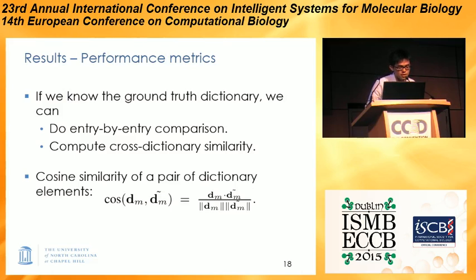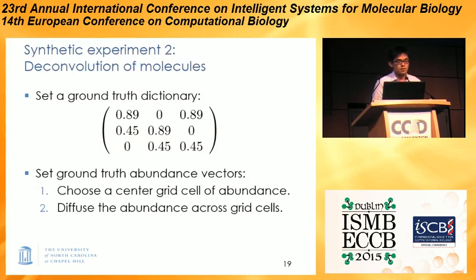For a recovered dictionary, if we know the ground truth dictionary, we can compare all entries in the dictionary if the dictionary size is small. Or if the size is large, we can use cosine similarity to compute agreements between pairs of dictionary elements. So in one of our synthetic example experiments, this experiment has multiple molecular species sharing the same M over Z value, and we want to show our method can deconvolve individual molecular species.